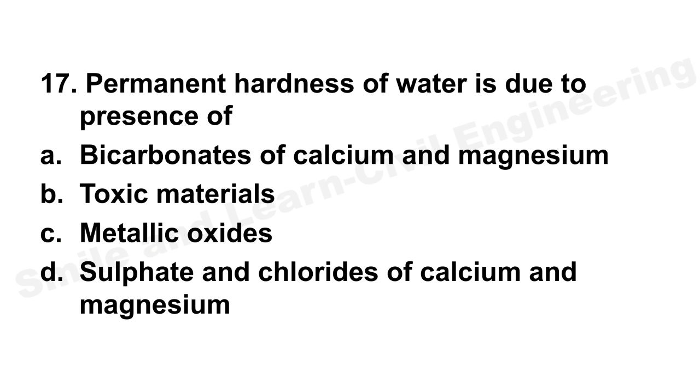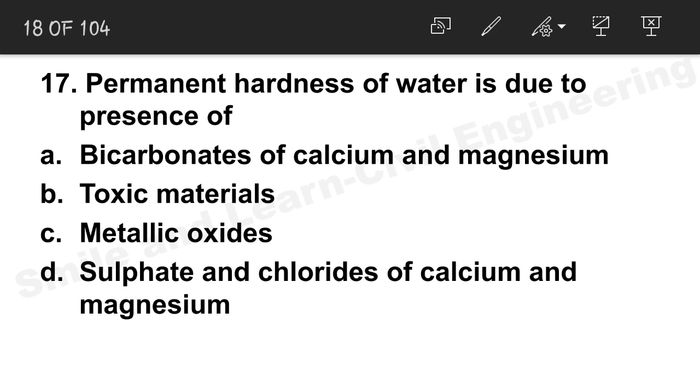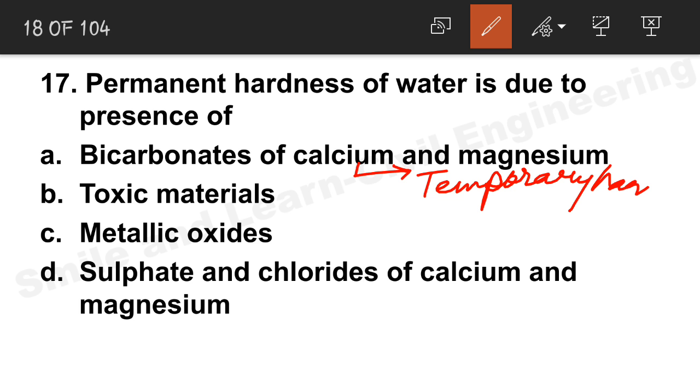Question number 17. Permanent hardness of water is due to presence of. As we know that temporary hardness is due to presence of bicarbonates of calcium and magnesium. So permanent hardness is due to sulfates and chlorides of calcium and magnesium. Option D is the correct answer.